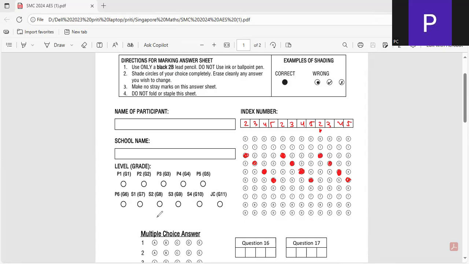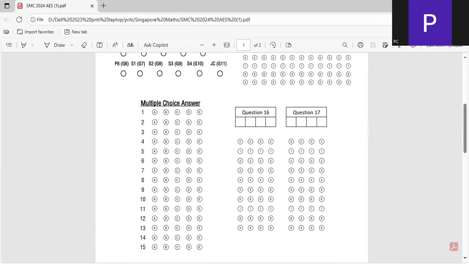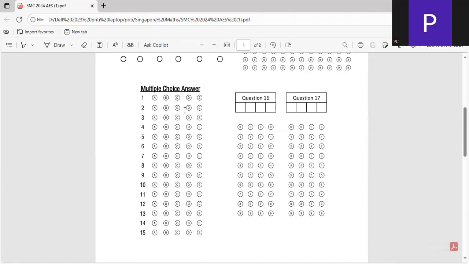Now, as per the format, you have 31 questions. Out of that, questions 1 to 15 are MCQ, multiple choice questions. So you have to circle the option, whichever option is the answer. Please make sure again, whenever you're doing it, that you're filling in the correct option for the correct question.